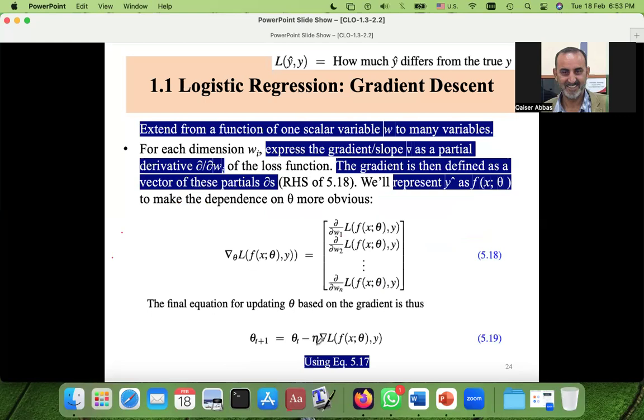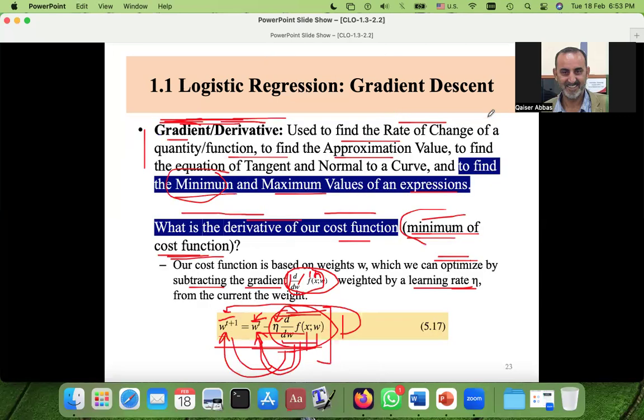Now we have to move our equation to all the weights, not only for w1. So for w2, w3, up to wm. We have to extend our equation, our function, from one scalar variable w to many variables. So how can we do that? Normally we call this our gradient or our derivative.